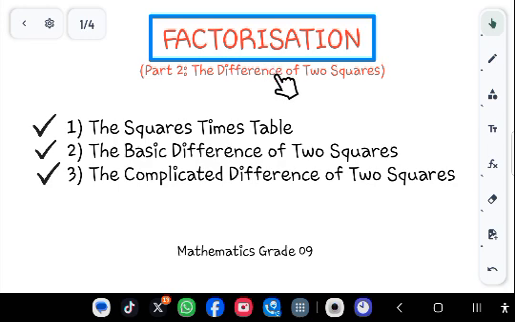And in this video, we're going to focus on factorization for mathematics grade 9. And this is part 2 of a 4-part video series. And in this part, we're going to focus on the difference of two squares and how to factorize that.